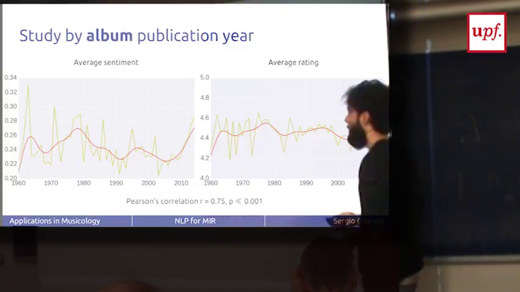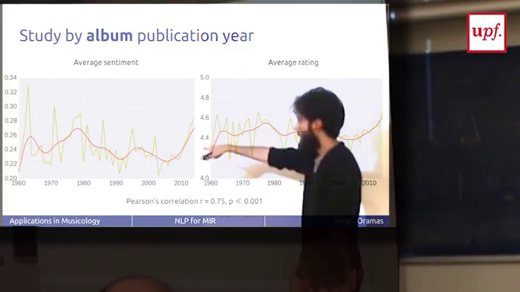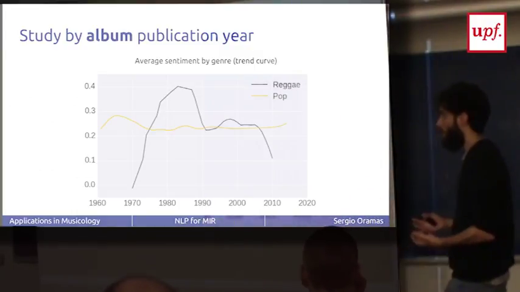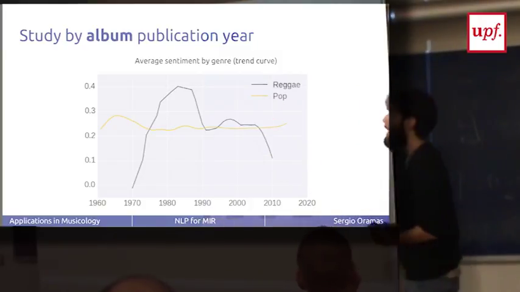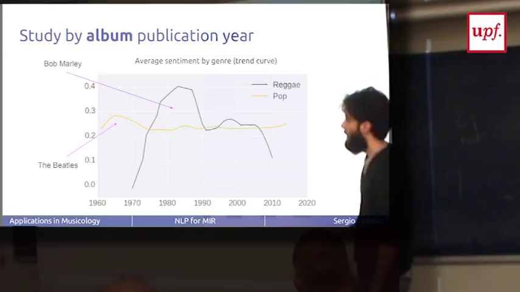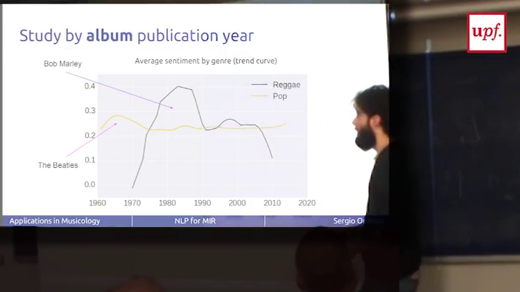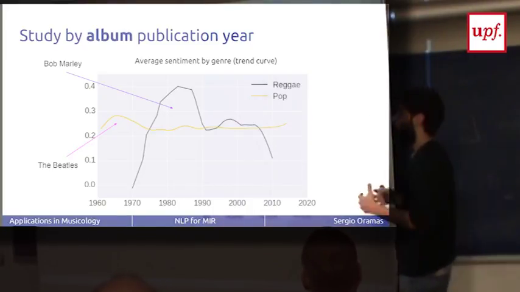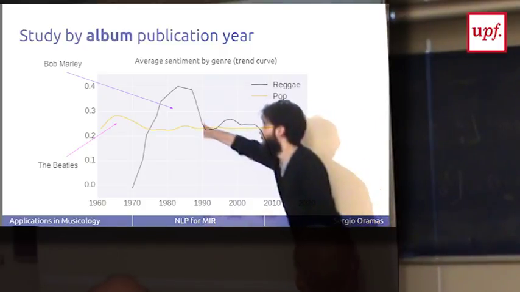So, okay, we also did this study of the average of the sentiment by genre, because we have information of genre. So these are the reviews of pop and the reviews of reggae albums. And these are the sentiment scores. We see that there is a peak in the 60s for pop, in the late 70s and beginning of the 80s for reggae. So there are more positive adjectives in the reviews of albums published in these years.